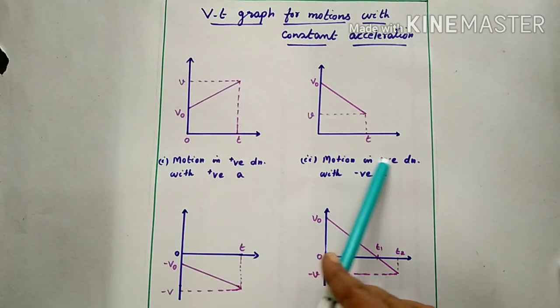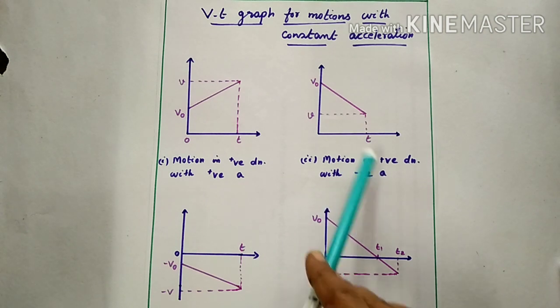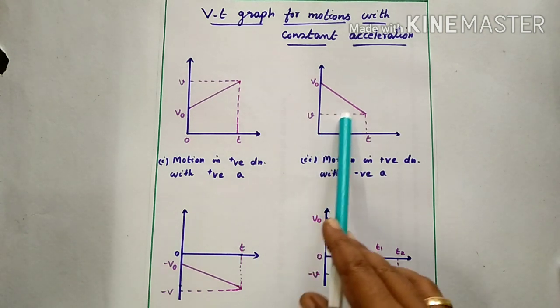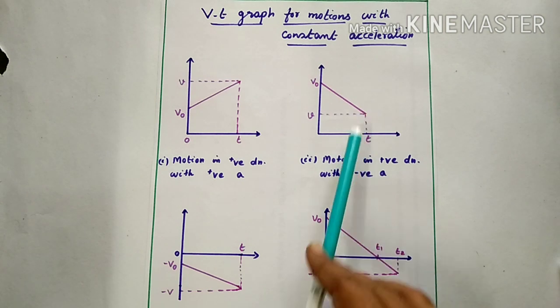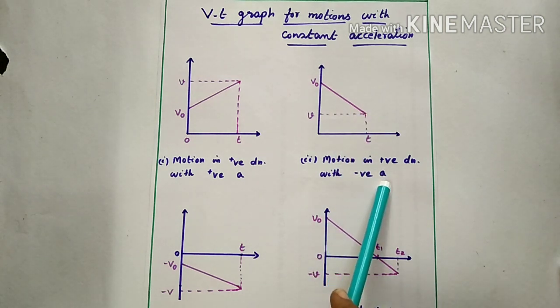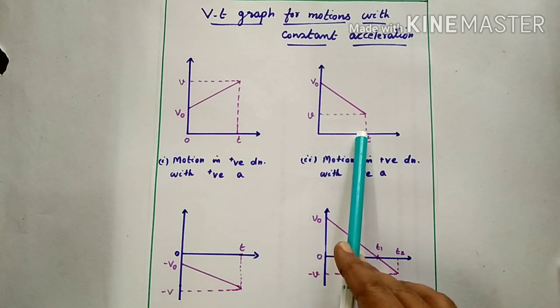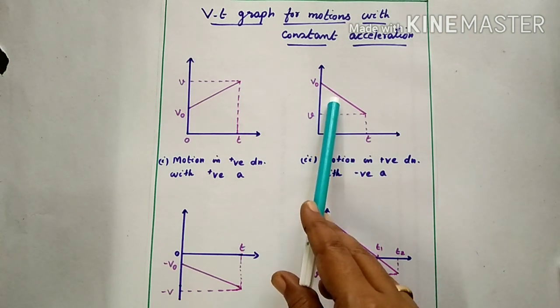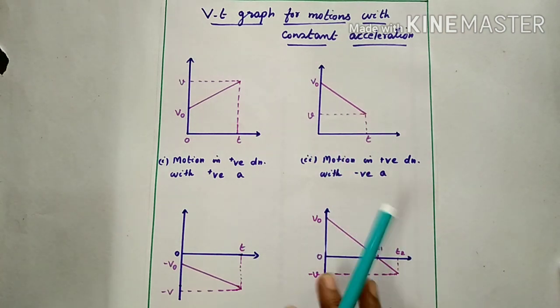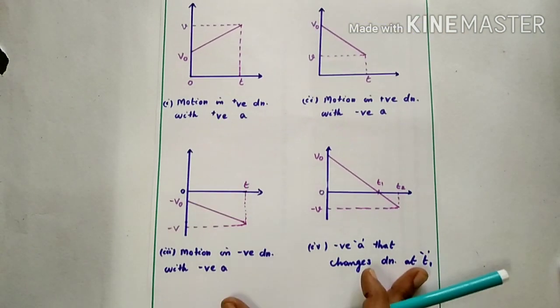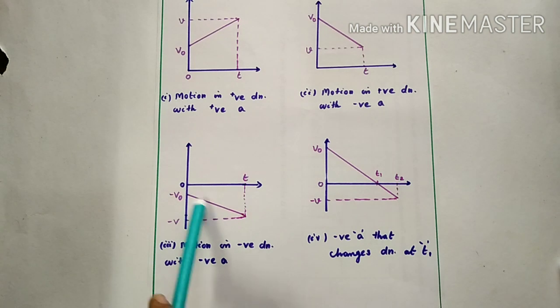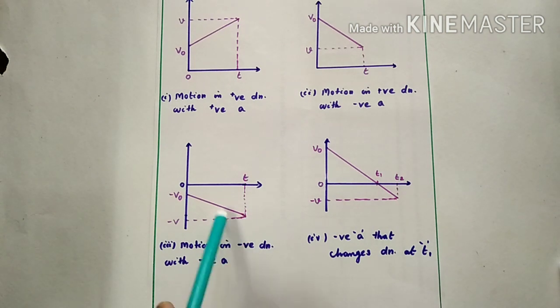Second one, motion in the positive direction with negative acceleration. Here the car moves in the positive, that is forward, direction, but the acceleration is negative, that is, velocity is decreasing with respect to time. Then the third one, motion in the negative direction with negative acceleration, that is, the car moves in the reverse direction and the velocity of the car is decreasing with respect to time.